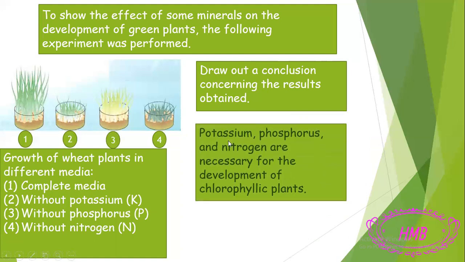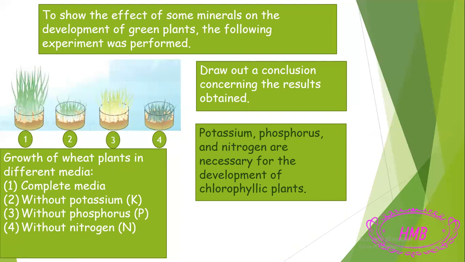What do we conclude? We conclude that potassium, phosphorus and nitrogen, they are necessary for the development of chlorophyllic plants. So from these results I can conclude these 3 minerals, they must be found if I want to have a healthy growing plant. Okay, so this is the conclusion.